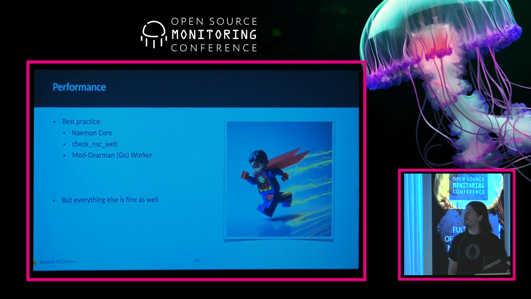How is performance? Does it matter? Actually, they wanted to use SNClient as a proxy to access other SNClients. So they have one SNClient in every network, and they do all checks over that. When it comes to performance, best practice is to use the Naemon core with check_nsc_web and the mod_gearman Go worker, but everything else works quite well too.